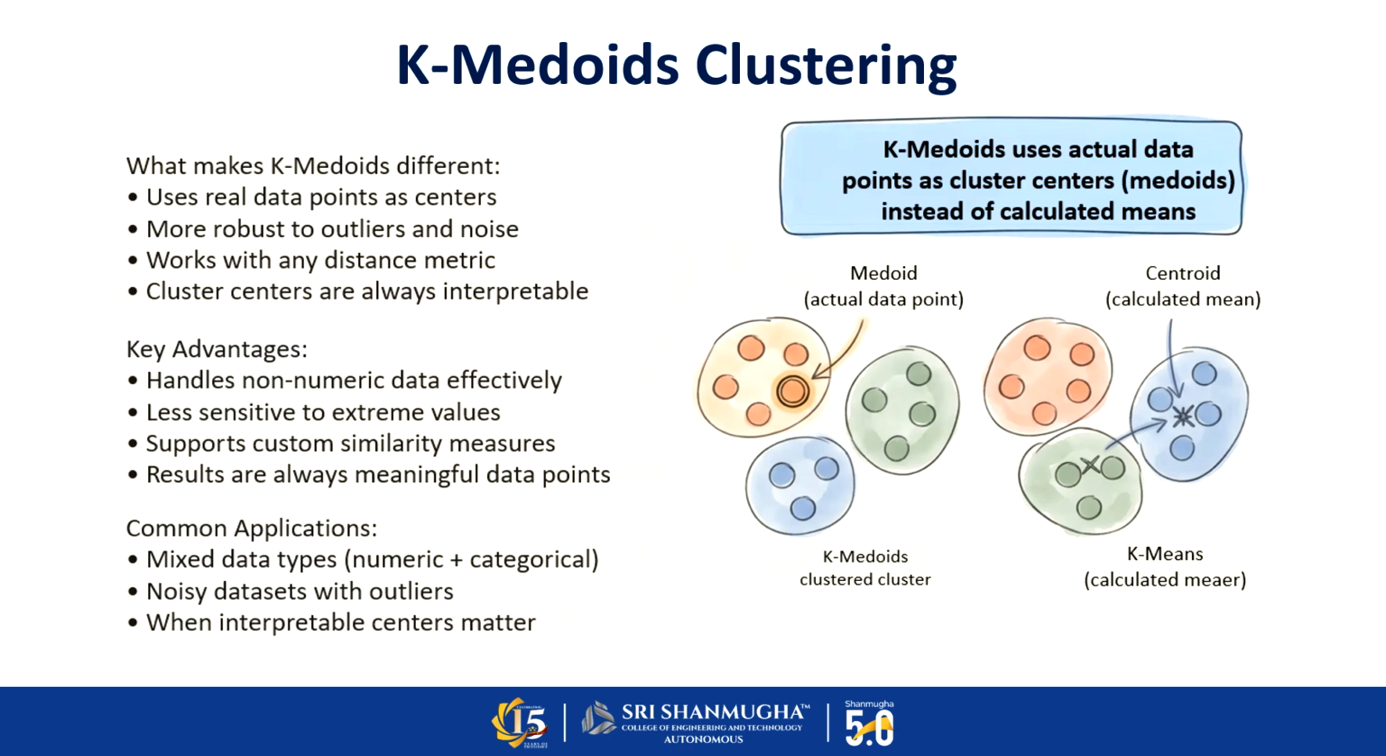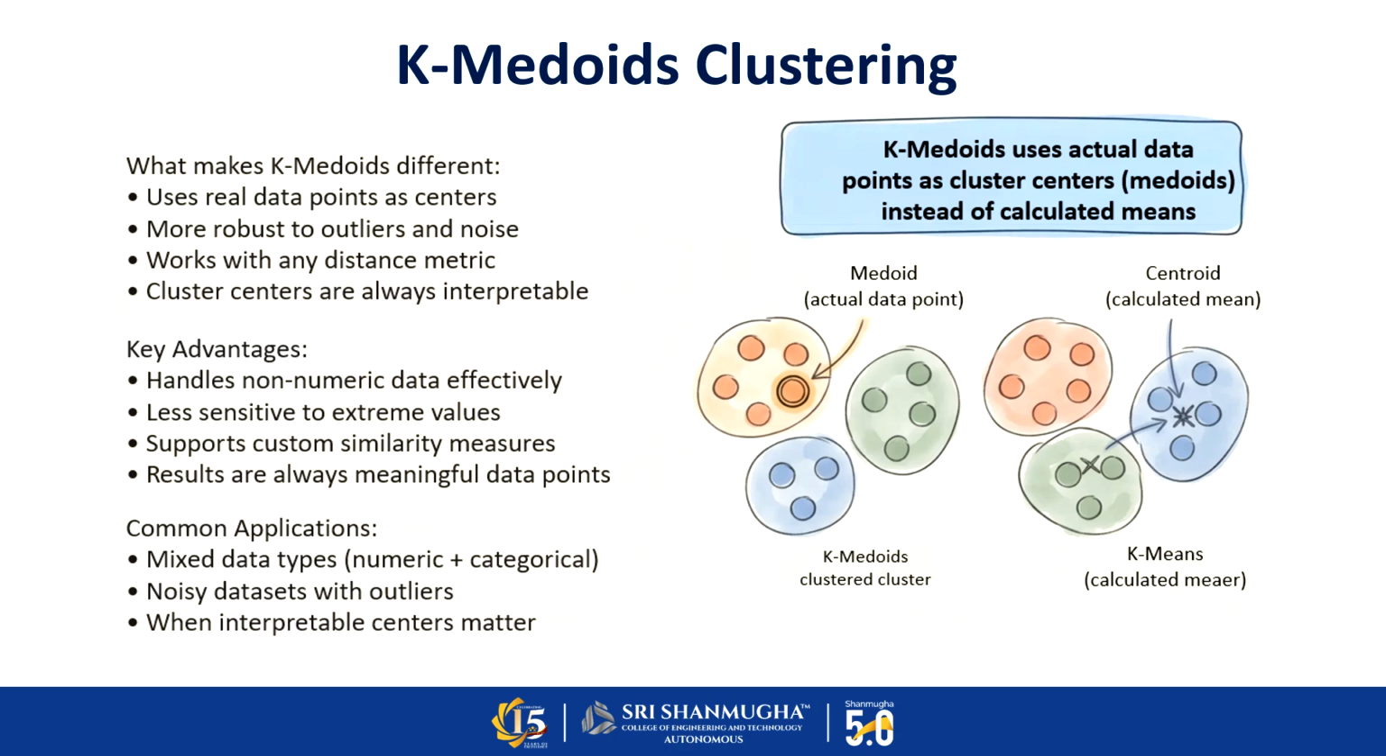Okay, so K-Medoid. K-Medoid is a variation of K-means with one crucial difference. Instead of using a computed average as the cluster center, K-Medoid uses an actual data point from the data set as the cluster representative. That is a major difference between K-means and K-Medoids. So this representative is called a medoid. The medoid is the most centrally located object in a cluster, the point that minimizes the total distance to all other points in the cluster.